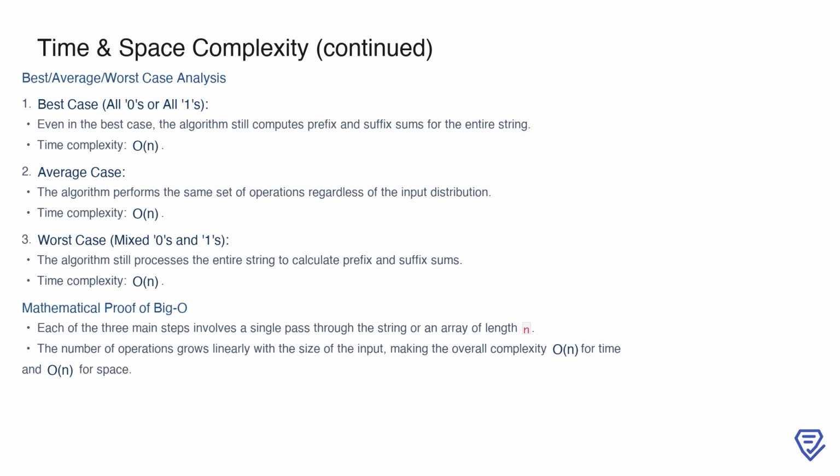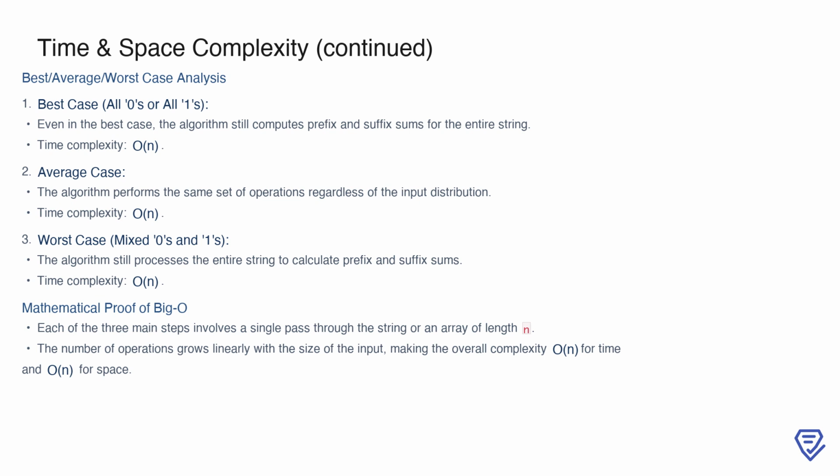This consistency is supported by the fact that each of the three main steps involves a single pass through the input, ensuring the operations grow linearly with the size of the string. Therefore, the overall time complexity is O(n), and the space complexity is also O(n), due to the use of auxiliary arrays.